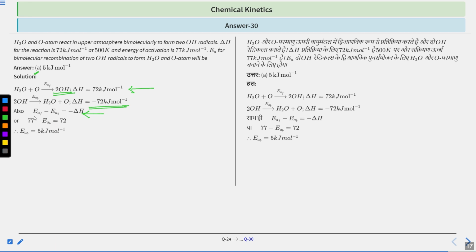And EA of forward is 77, activation is given as 77, minus EA backward, this we have to find out, is equal to positive 72, because negative will become positive for this reaction. And the final activation energy for the backward reaction, which we have asked in the question, is equal to 5 kJ per mole. 77 minus 72. Thus, the correct option is A option. Okay. Thank you.